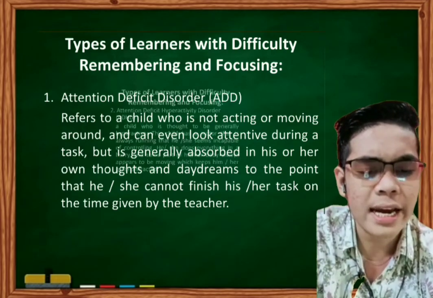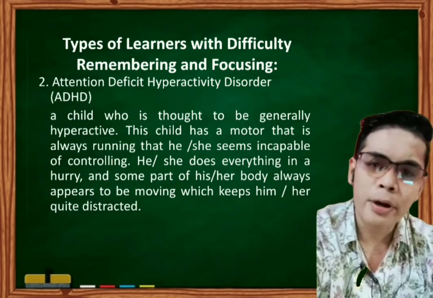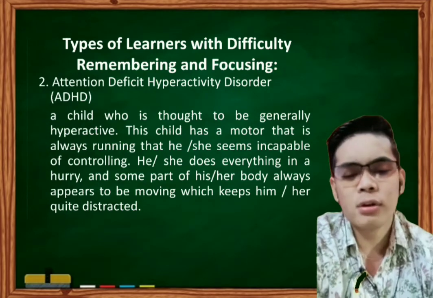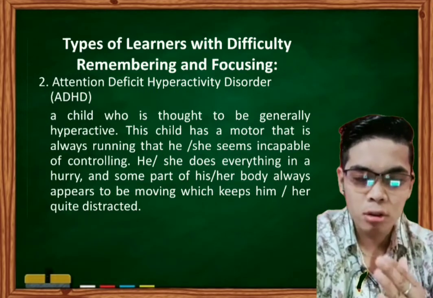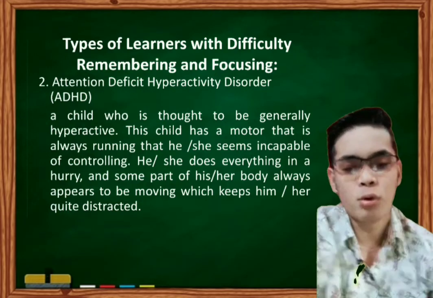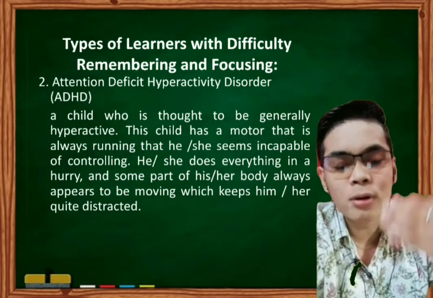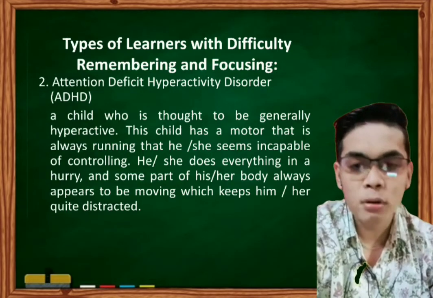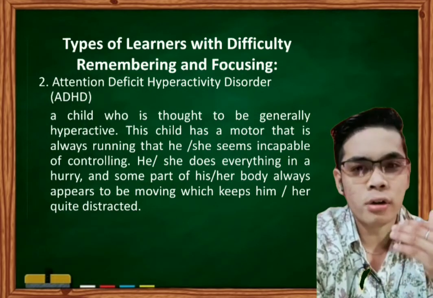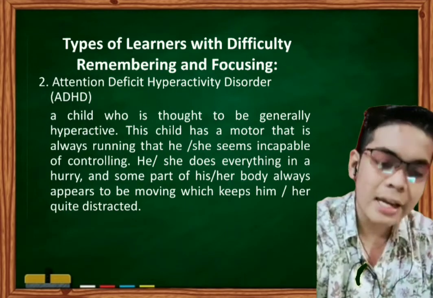The second one is the ADHD, which is the attention deficit hyperactivity disorder. So this one is the second type. It is a child who is thought to be generally hyperactive, from the word itself, hyperactive. So this child has a motor that is always running that he or she seems incapable of controlling. So he or she cannot control his or her own actions. So he or she does everything in a hurry.